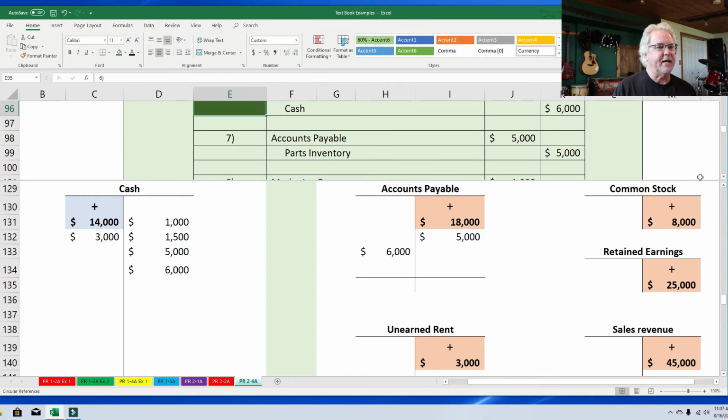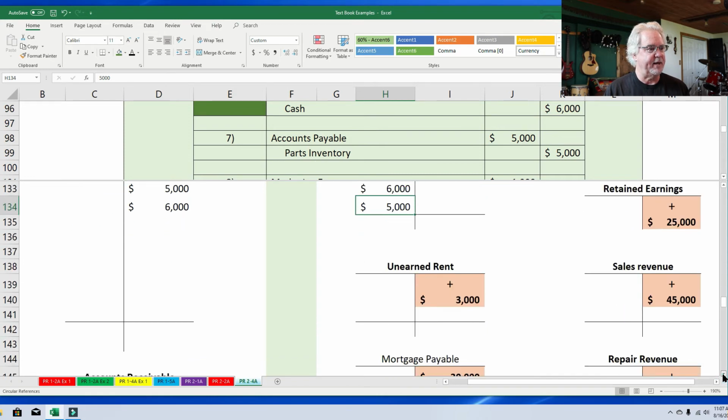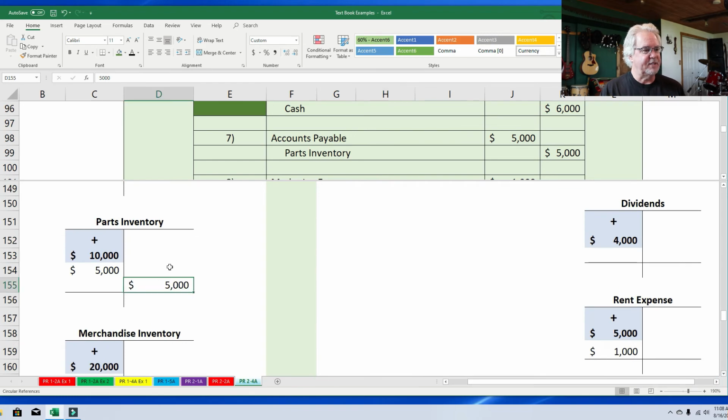Transaction 7, accounts payable on the left-hand side for 5,000. Now, you know what? When we post things to the general ledger, I'm not writing down again what happened. That doesn't matter. If we want to know what happened, we could go back to these transactions. Parts inventory is being decreased by $5,000. It's on the right-hand side. This $5,000 on the right-hand side, it really doesn't matter where it goes on the right-hand side, just so it's on the right-hand side.